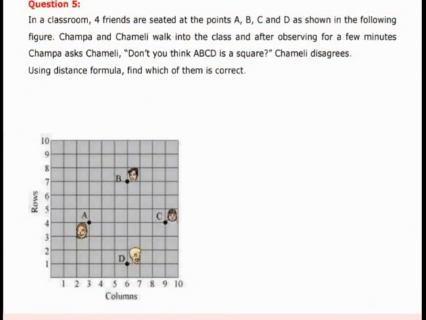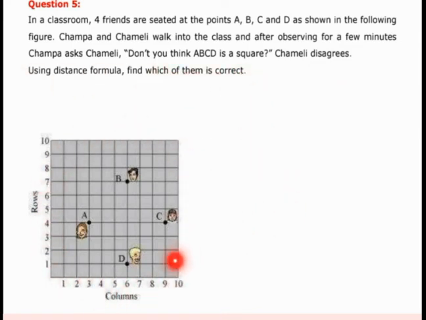Now question number 5. Listen to it very carefully. In a classroom, 4 friends are seated at points A, B, C and D. Champa and Chameli walk into the class, and after observing a few minutes, Champa asked Chameli, "Don't you think ABCD is a square?" Chameli disagrees. Use the distance formula and find out which is correct.